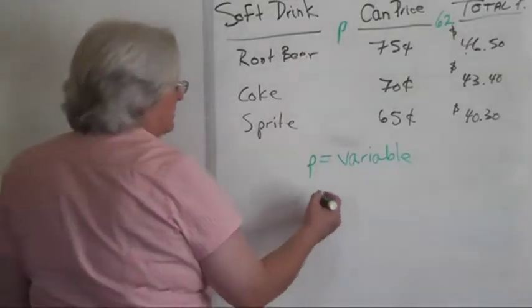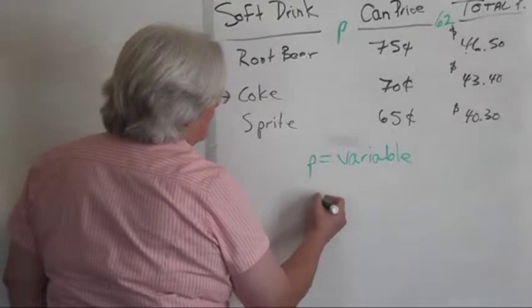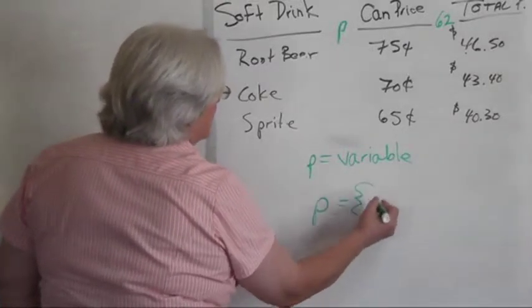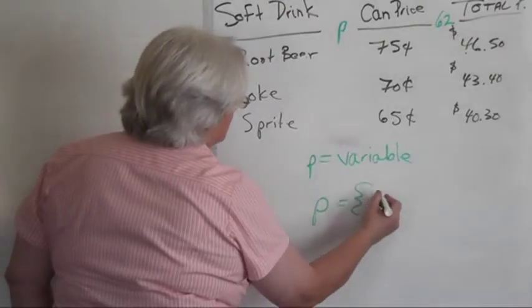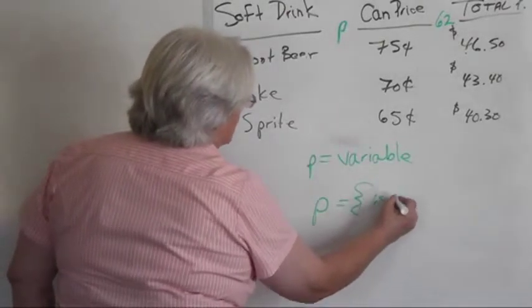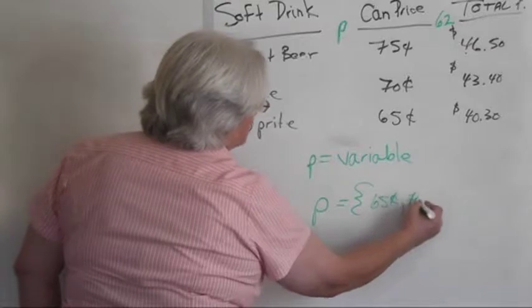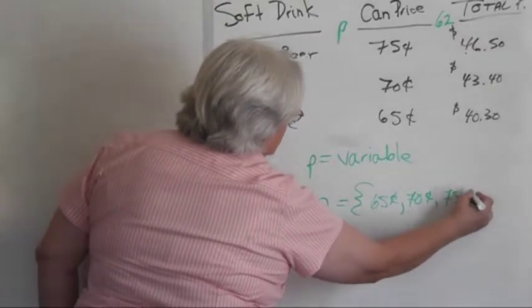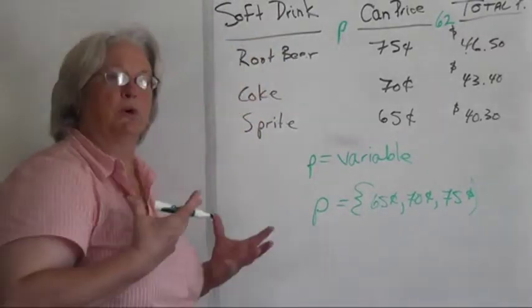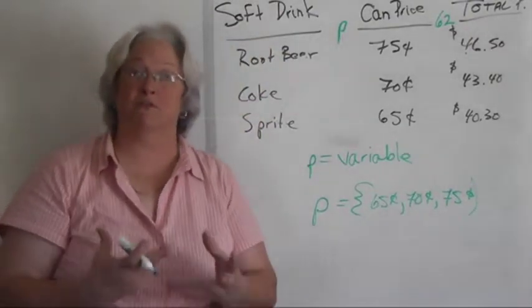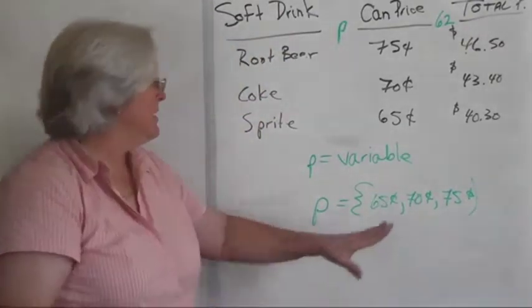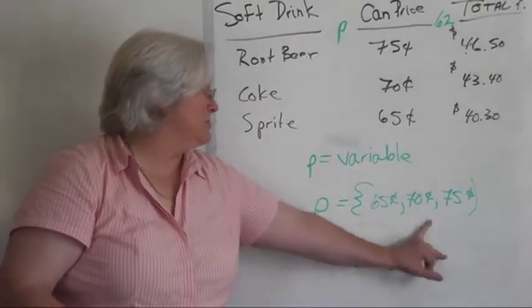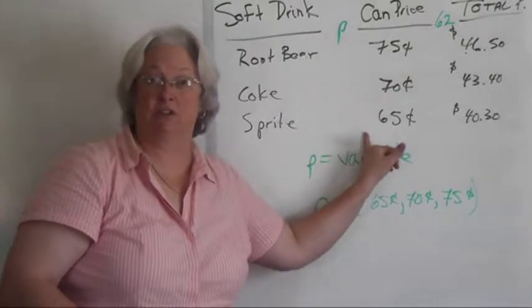So the set, if you will, of soft drink prices would be the set, and I'm just going to go ahead and use the cents notation here, 65 cents, 70 cents, and 75 cents. So when we're calculating how much it's going to cost us for these soft drinks for this problem, these are the only possible values that we can have for the cost of a soft drink.